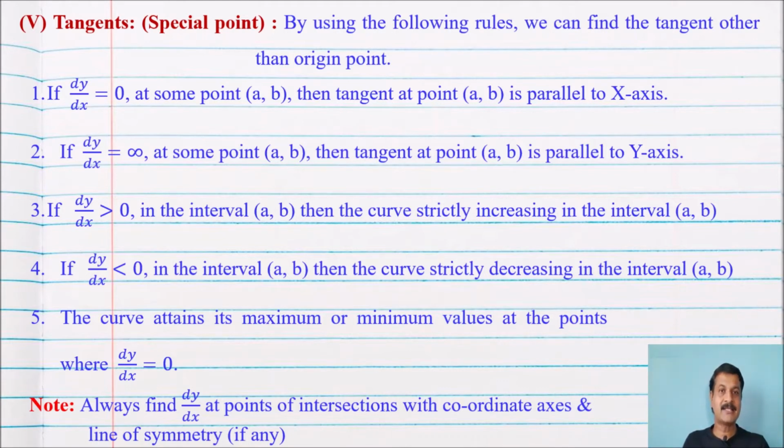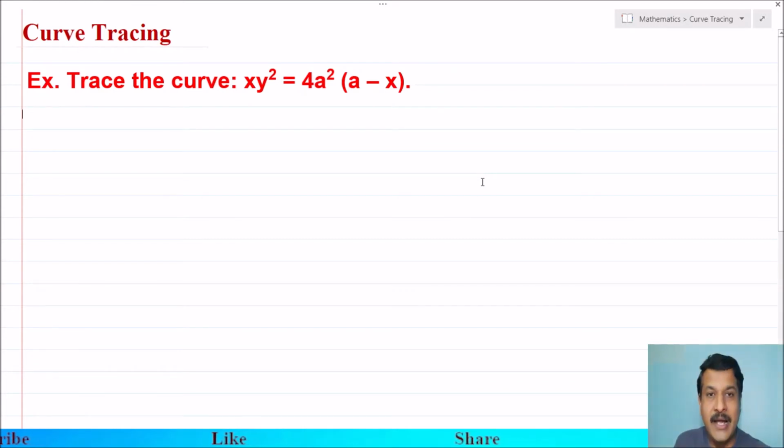First is symmetry, second is the origin and points of intersection, third is the region of absence and the nature of the curve, fourth is the asymptotes, and the fifth is tangents. So by using these 5 points, definitely we can trace any Cartesian curve. So consider an example on curve tracing in Cartesian form. Example: trace the curve x y square equal to 4a square into (a minus x). So how to trace this curve?